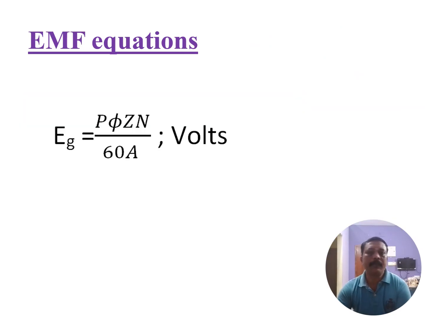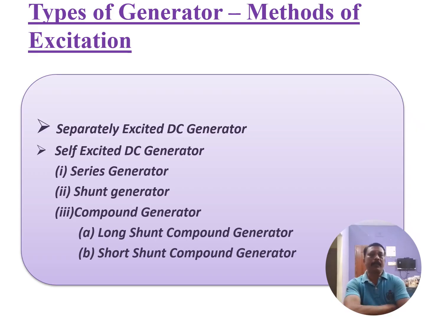Next, we will discuss the EMF equation. Here, Eg is equal to PφZN divided by 60A. Eg is the generator EMF. P denotes the number of poles in the DC machine. φ is the flux produced in the air gap, and its unit is webers. Z is the total number of conductors in the armature circuit. N is the speed of rotation, mostly in RPM. A is the number of parallel paths. The generator EMF, Eg, is equal to PφZN divided by 60A. Its unit is volts.